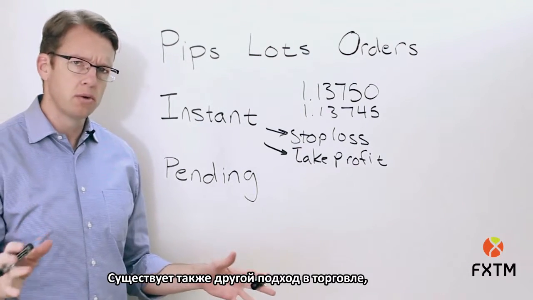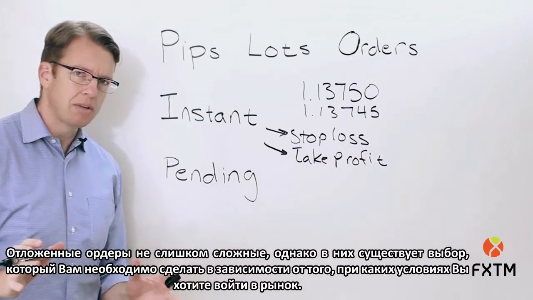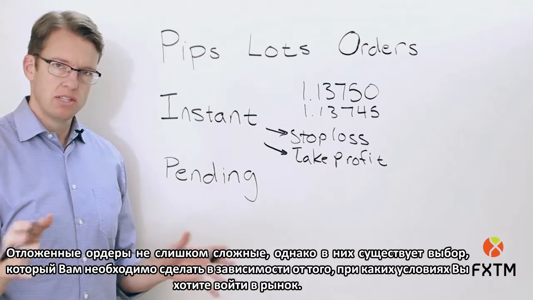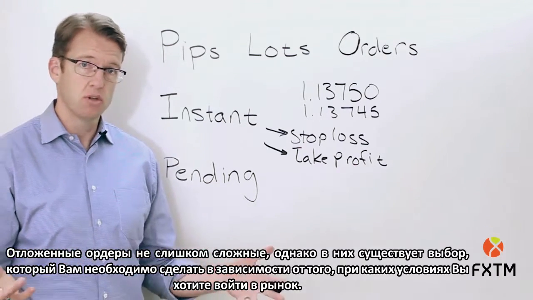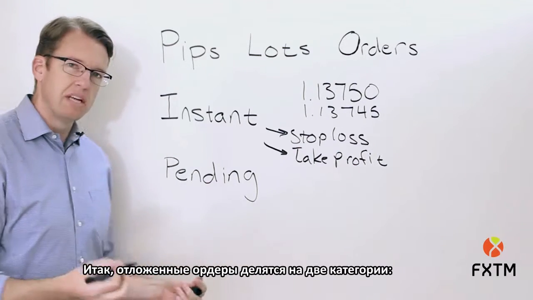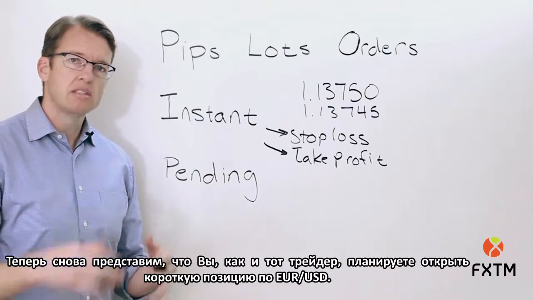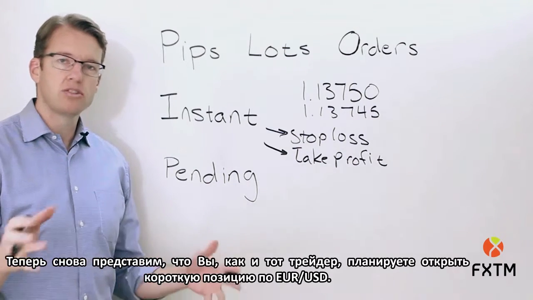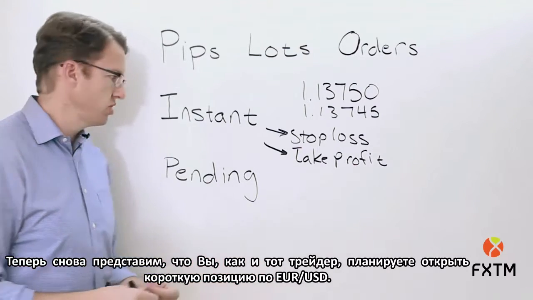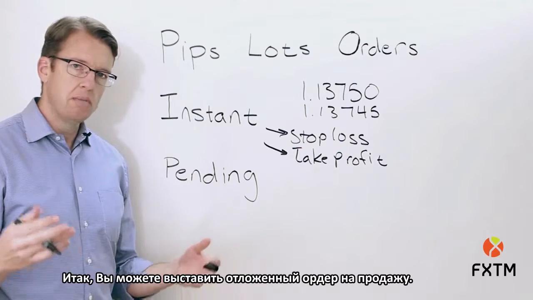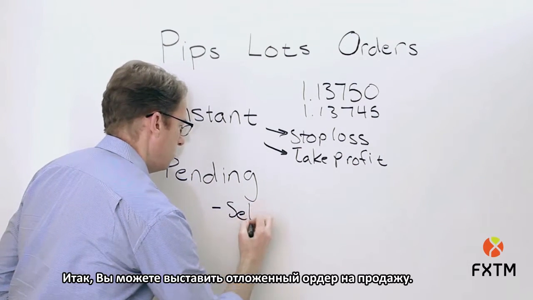Now there's another way to approach this too, and we can use a pending order. Now, a pending order is not very complicated, but it has a couple of choices that you have to make depending on where you want to actually get into the position in the first place. So a pending order basically falls into two categories. There's a buy or there's a sell order. Now, let's imagine again that you're planning to, like this trader was, short the euro-dollar exchange rate. So you could put a pending order that is a sell pending order.